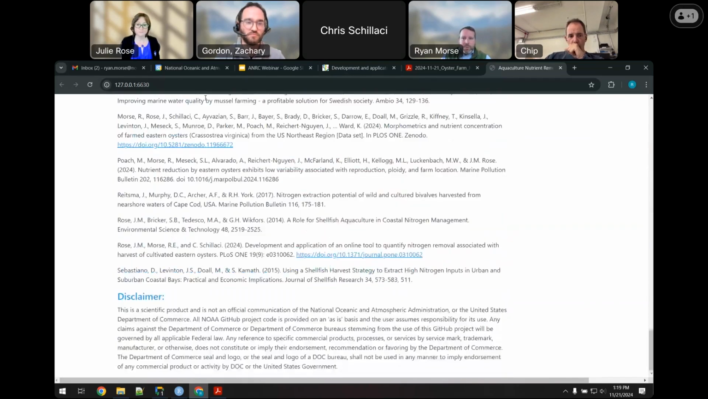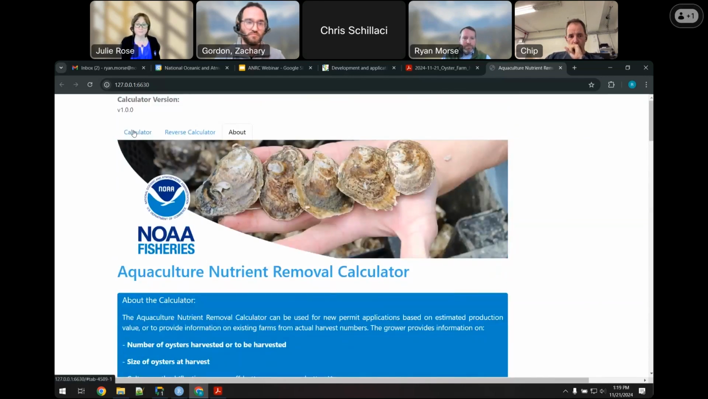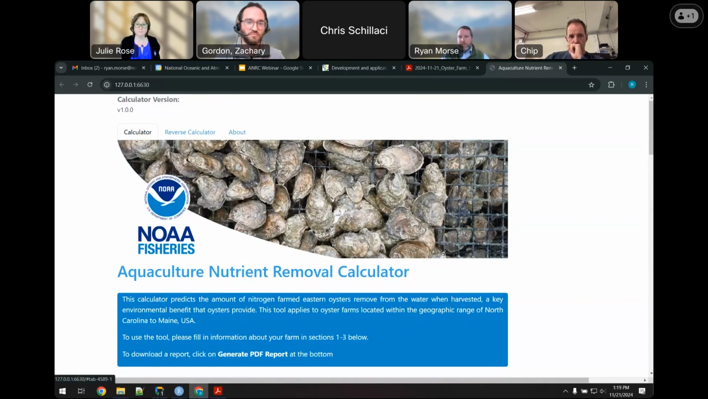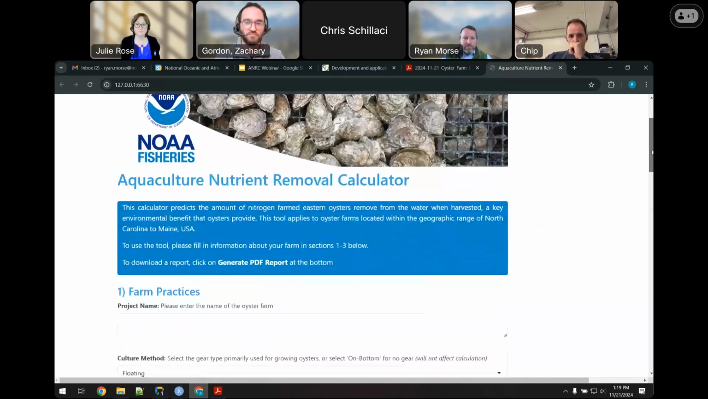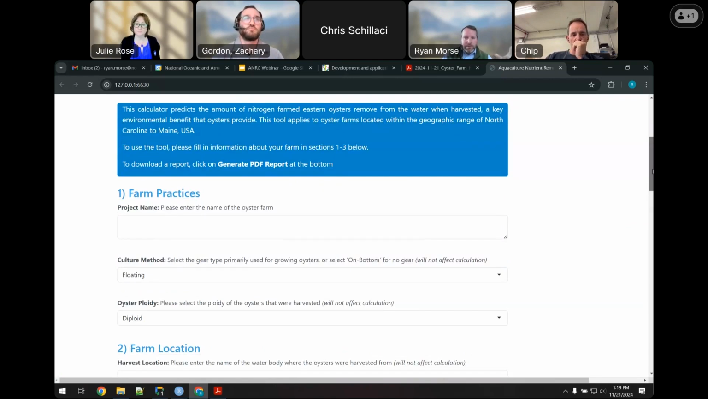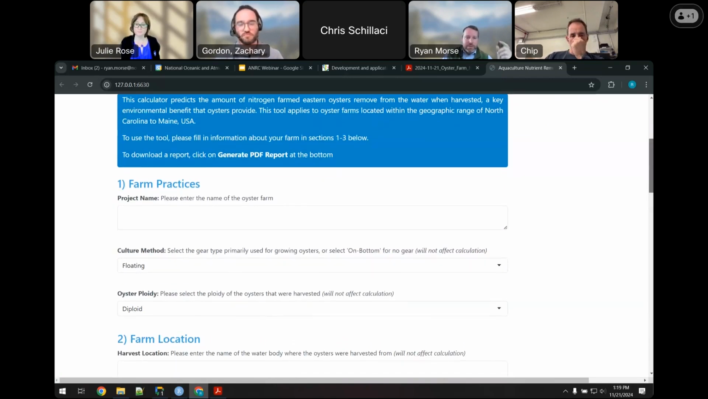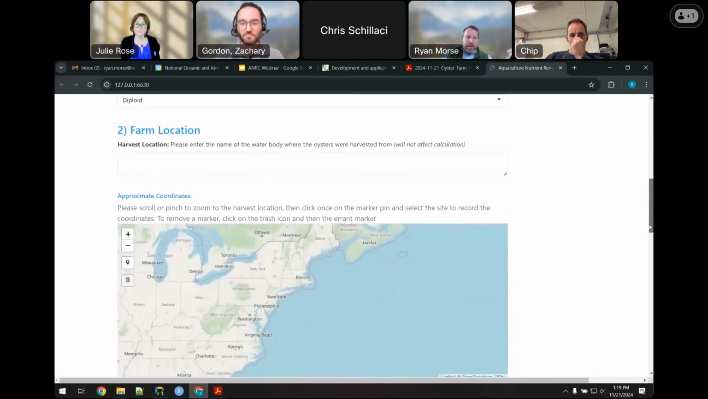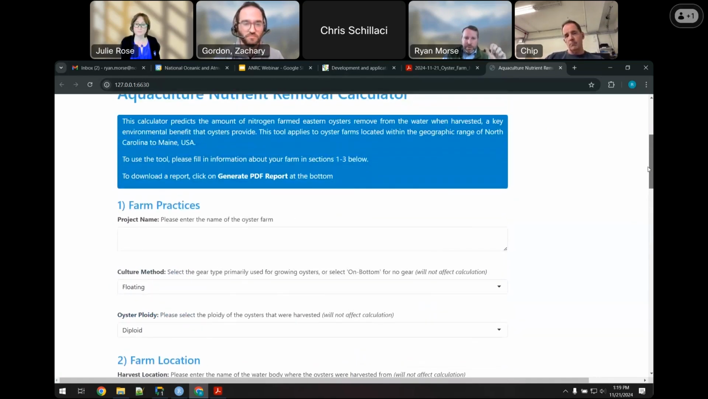And let's see, we'll jump right into the calculator tab. And I'll just step through a general quick use of the tool itself. So again, there's the important information in the blue box here. You can read that. But basically it's saying there's three steps. So there's farm practices, there's farm location, and then there's harvest details. Those are the three things that you're going to want to fill out.